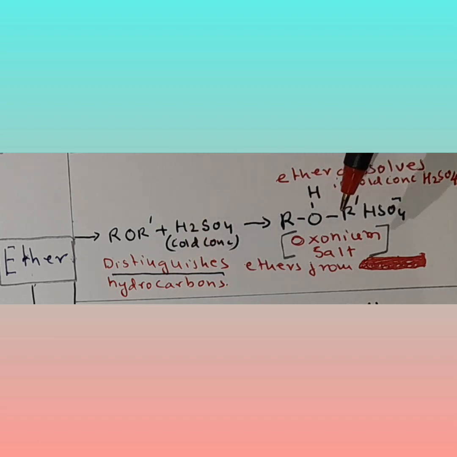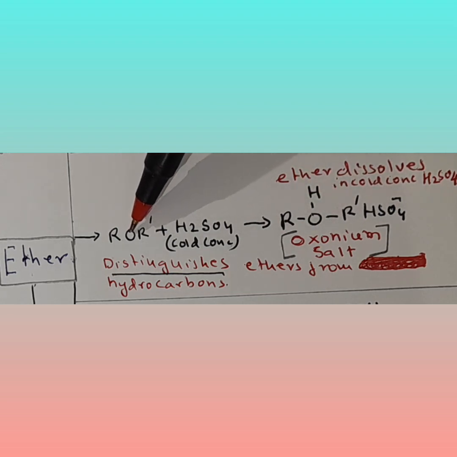Alright, so when put in sulfuric acid, we find that ether dissolves in cold concentrated sulfuric acid. Now this is a distinguishing character of ether from hydrocarbons. Alright. Now why does it happen so? It's owing to the presence of oxonium salt.